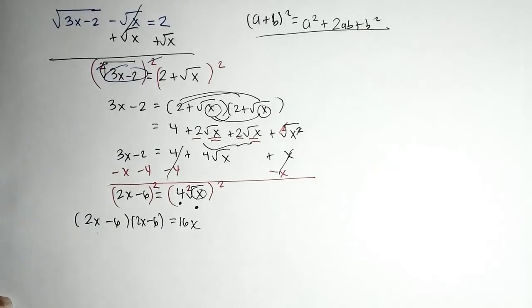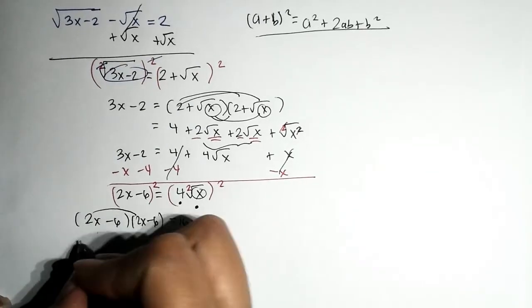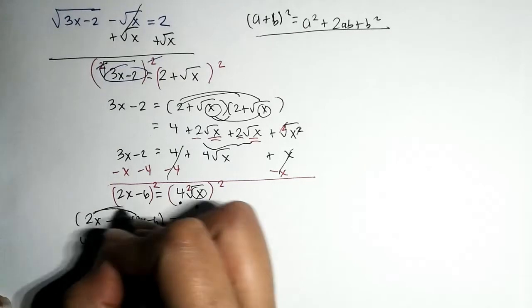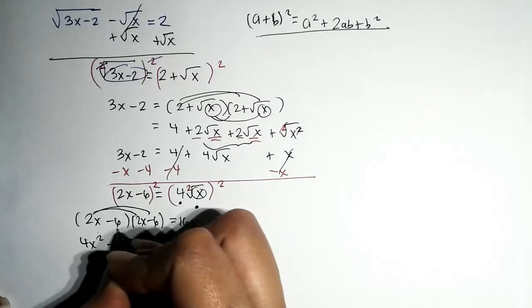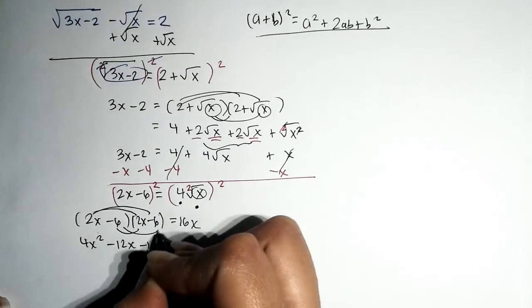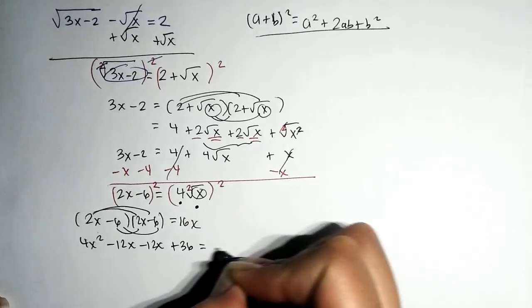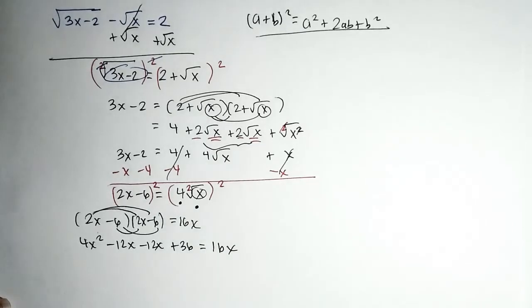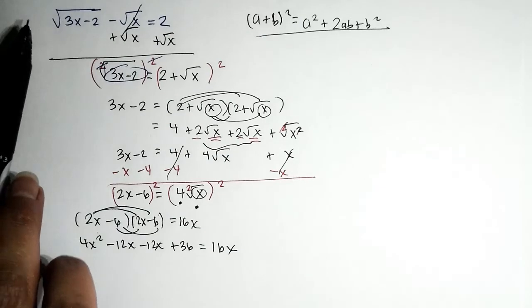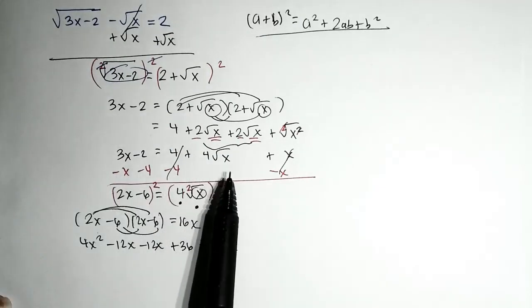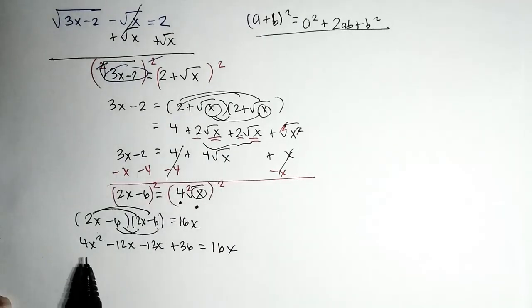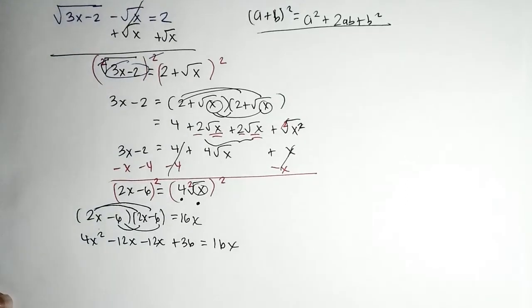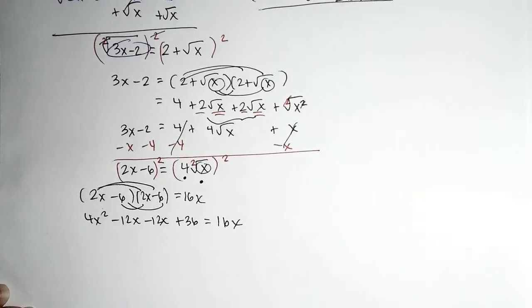On the left side, if we FOIL it out, that will give us 4x squared minus 12x minus another 12x followed by 36. Fantastic. So we had a radical equation with two radicals, then one with one radical, and now we have a degree 2 equation, or quadratic equation. How should we solve it? With your permission, we're going to solve by factoring, because I love factoring unless the numbers don't come to me.